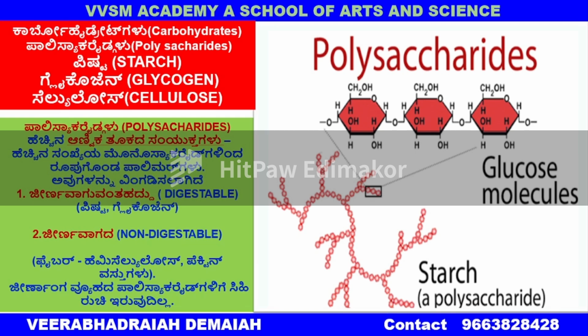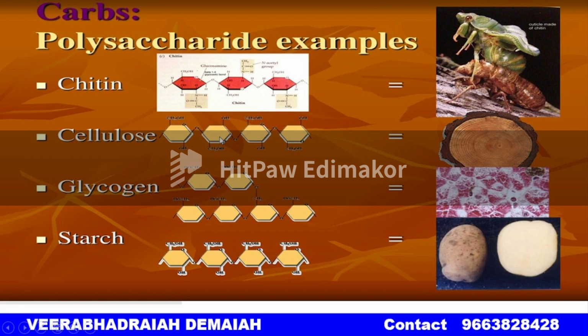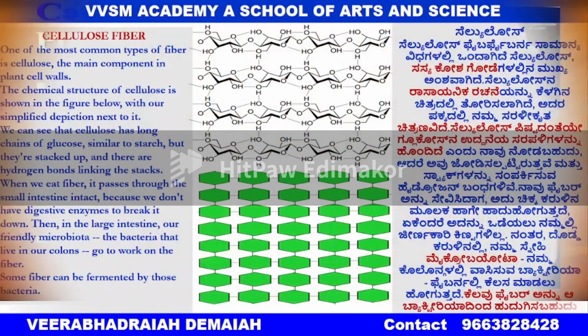Carbohydrates, polysaccharides: starch, glycogen, cellulose are the structures here. We have already discussed polysaccharide examples: chitin, cellulose, glycogen, starch, which are also carbohydrates, also called carbs.